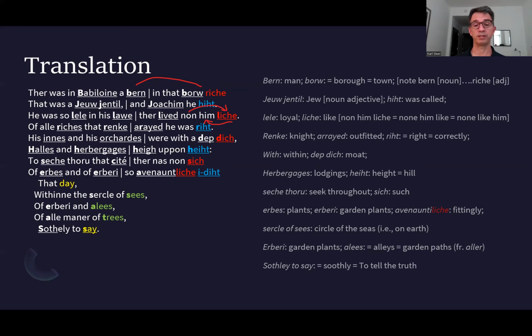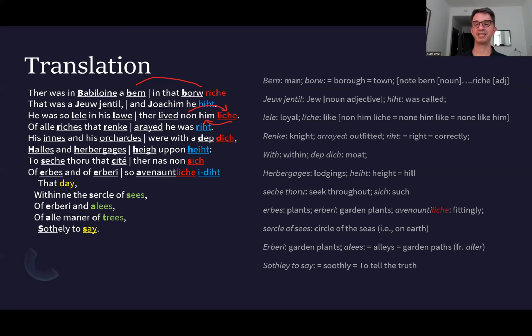Two things I really want to call your attention to before I move on to the next slide. The way that adverbs are formed in this particular dialect typically is with a "-liche" instead of an "-ly" like in modern English, which is how we would translate that word. So "avant-liche" is a way to translate "fittingly." The "-liche" would be done as an "-ly."